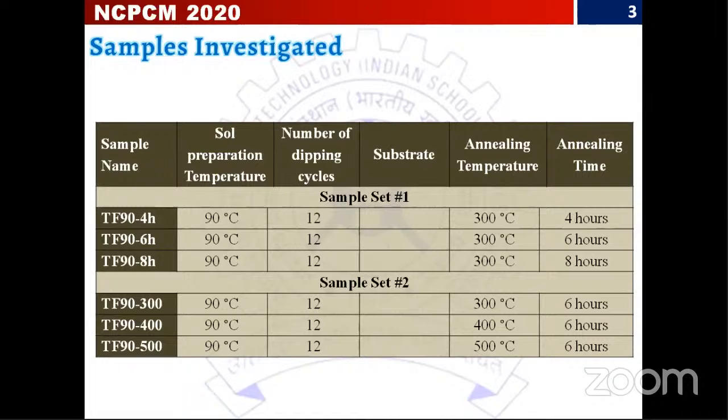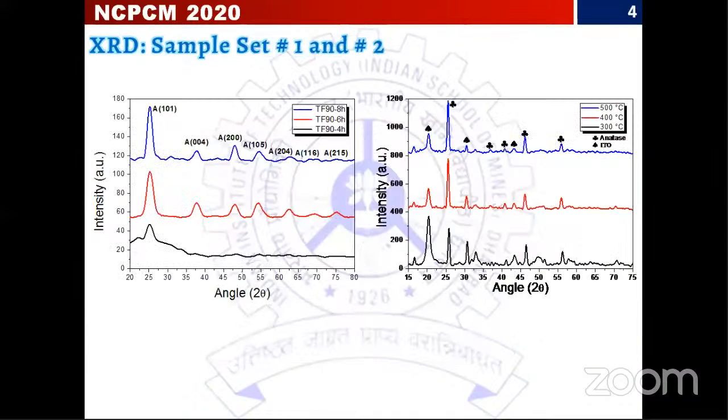For the first set of samples, the annealing temperature was kept at 300 degrees centigrade, and the annealing time was varied from 4 hours to 8 hours. For the next batch of samples, we kept the annealing time fixed at 6 hours, and the annealing temperature was varied from 300 degrees centigrade to 500 degrees centigrade. And we have done the morphological and optical characterizations on these samples.